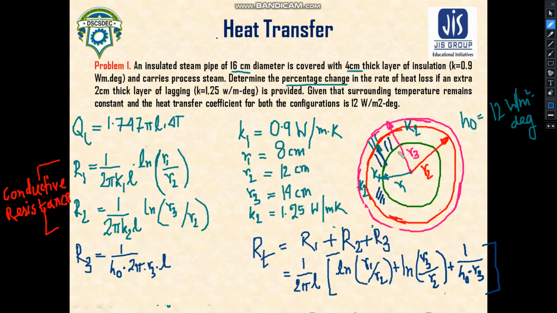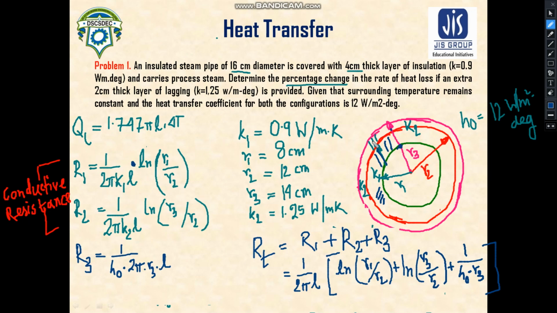So if we consider the conduction between this wall and this wall, then it is easy to say that the heat transfer will take place via conduction, and the thermal resistance observed by the heat which is traveling can be written in this form. So this is the formula for the first one.